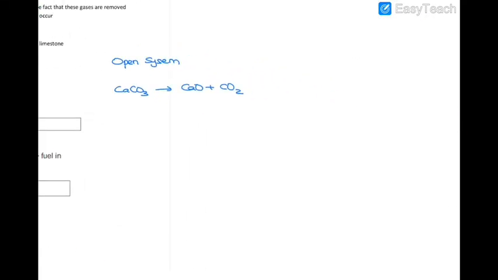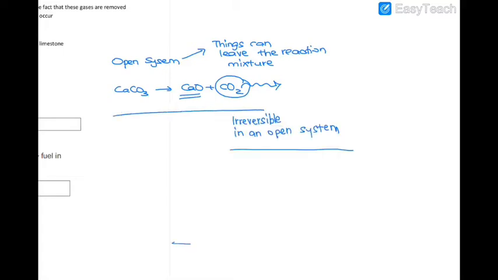But if you do that reaction in an open system, where substances can leave, the carbon dioxide is going to leave into the atmosphere. And when this leaves, the calcium oxide does not combine with more carbon dioxide. So then the reaction becomes irreversible.